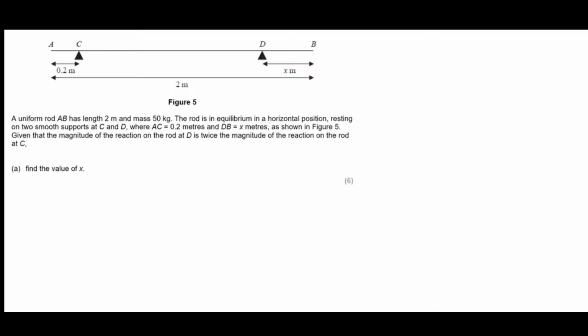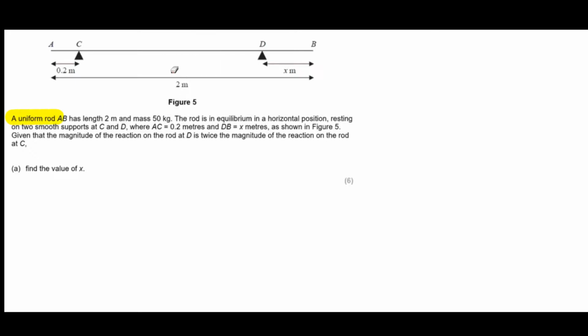Okay, so here we're presented with a moments question, and as we read through quickly, we see we have a uniform rod of length 2 meters and mass 50 kilograms. It's held in horizontal equilibrium on two supports C and D. We're told the distance of AC and DB is an unknown distance. We're told that the reaction in the rod at D is twice the magnitude of the reaction at C. Okay, a lot of information there.